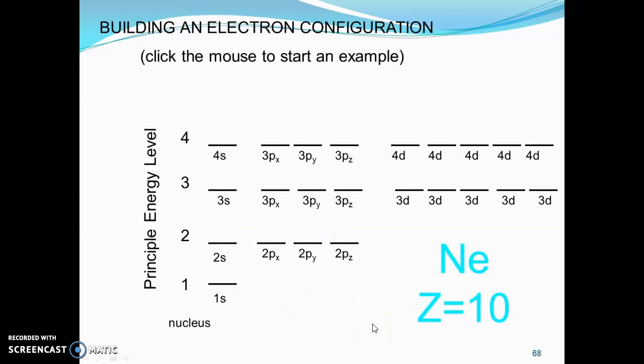Let's do another one. So here's neon. So we've got to get to 10 electrons. Again, you're always going to fill in the same order. Either refer back to your periodic table or that chart that I showed you for knowing what that order is. So pair down, down, down, and then up, up, up, and we have arrived at 10 electrons.